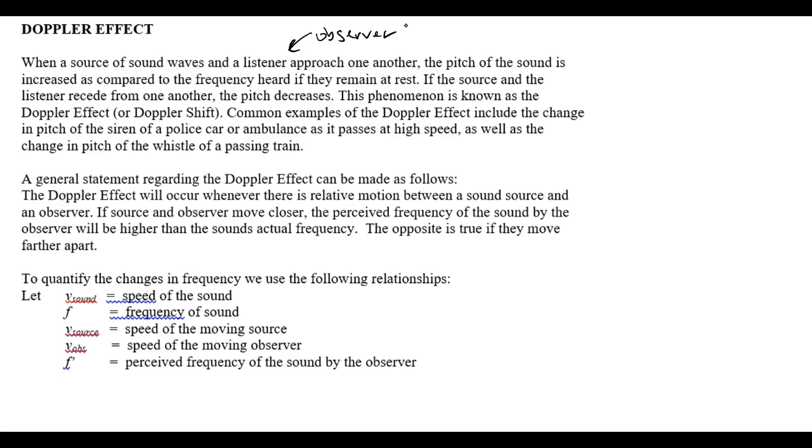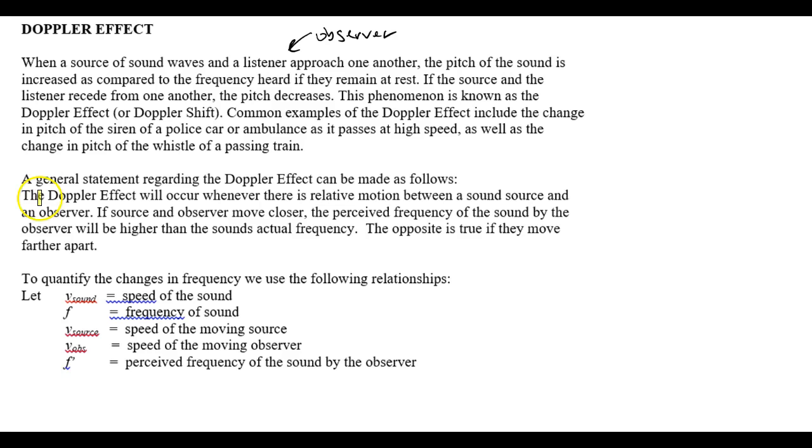Common examples of the Doppler effect include the change in pitch of a siren of a police car or an ambulance as it passes at a high speed, as well as a change in pitch of a whistle of a passing train. A general statement regarding the Doppler effect can be made as follows. The Doppler effect will occur whenever there is relative motion between a sound source and an observer. If the source and the observer move closer, the perceived frequency of the sound by the observer will be higher than the sound's actual frequency. The opposite is true if they move further apart.